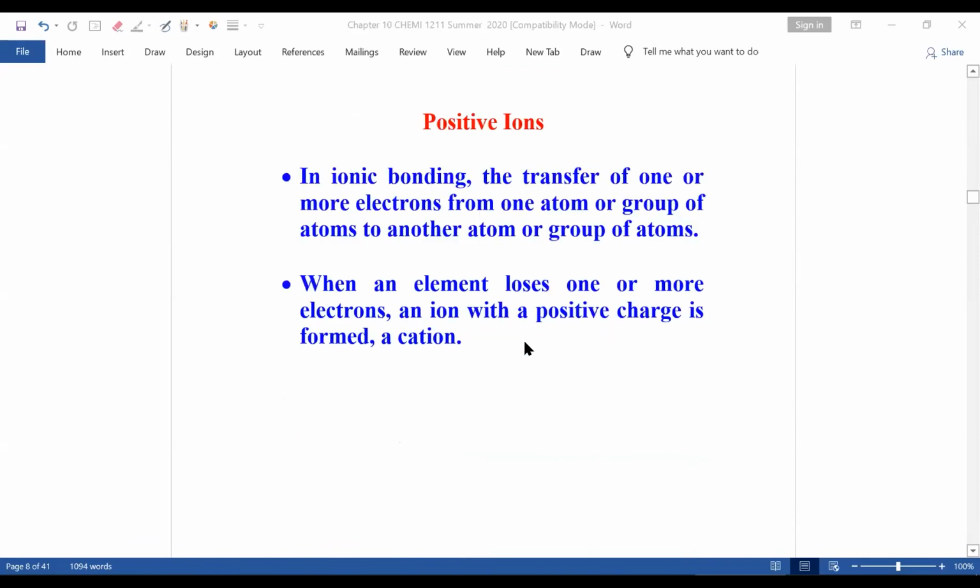Now, certain elements can form what we call positive ions. In ionic bonding, you have the transfer of electrons from one atom to another. And when an element loses 1 or more electrons, an ion with a positive charge is formed. By the way, switch is on now, and we call that a cation. When you lose electrons, you get a positive charge.